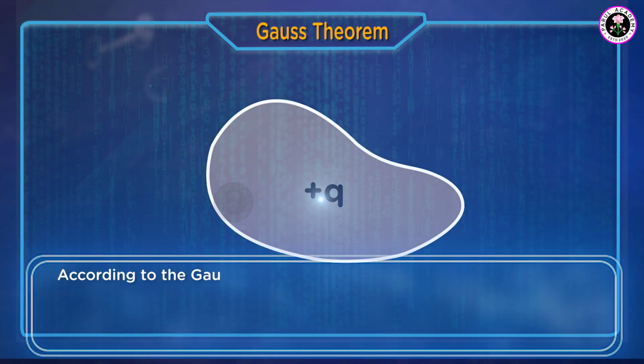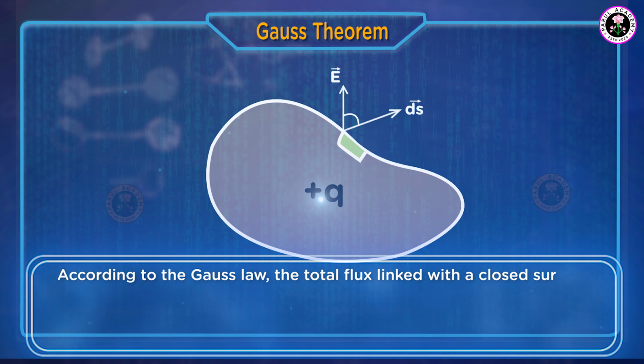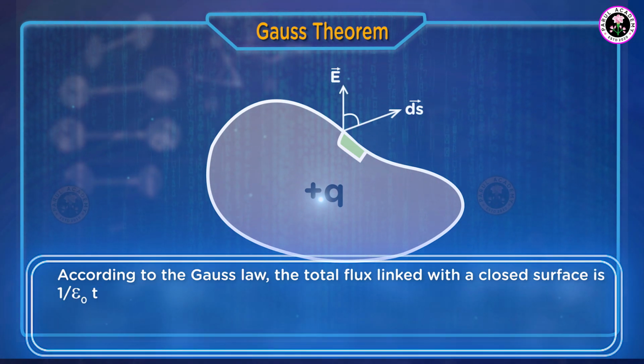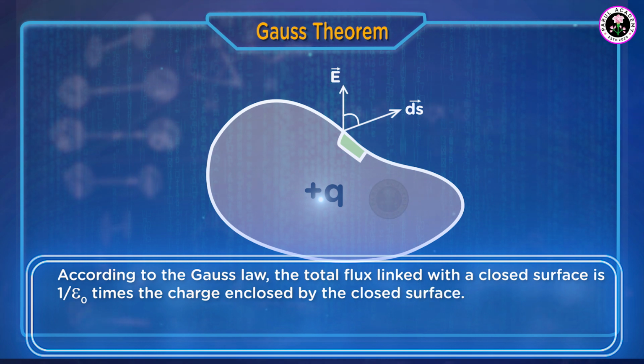As we have discussed in the last video, to calculate the electric field due to a point charge or due to a charge distribution, we use Gauss theorem. What is Gauss law? According to Gauss law, the total flux linked with a closed surface is 1 by epsilon times the charge enclosed by the closed surface, denoted by phi.